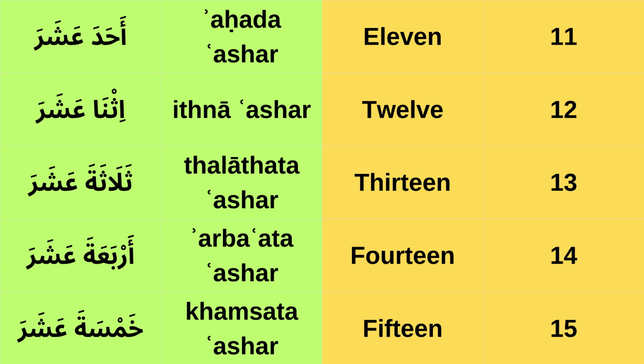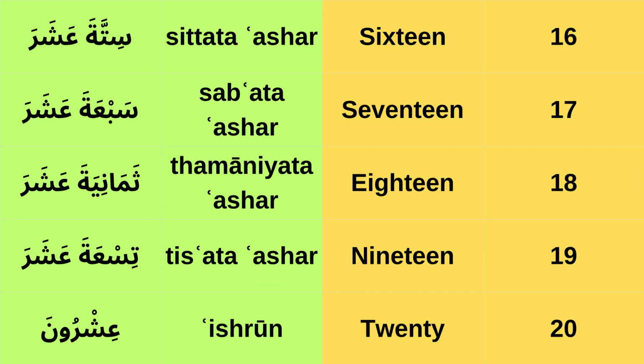Now let's repeat the Arabic counting along with English. 11 Ahada Ashar. 12 Ithna Ashar. 13 Thalathata Ashar. 14 Arbata Ashar. 15 Khamsata Ashar. 16 Sittata Ashar. 17 Sabata Ashar. 18 Thamaniyata Ashar. 19 Tisata Ashar. And 20 Ishroon.